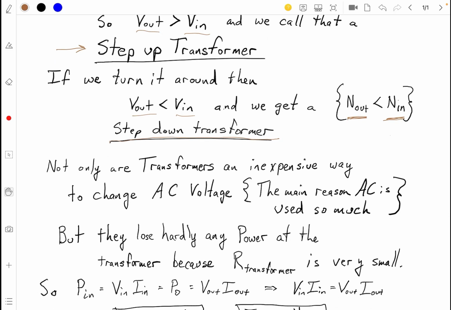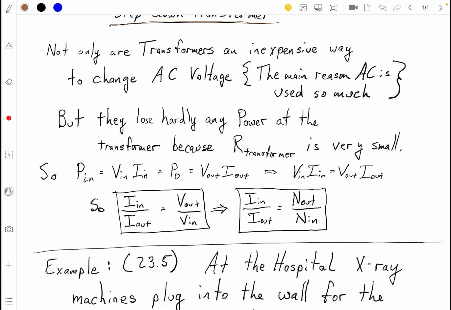So not only are transformers inexpensive, okay, that's the main reason we use them so much in AC and all of that, but they also hardly lose any power as they're transforming from one to another. So the R transformer, the resistance in the transformer is really small, okay? It's a very tiny part. We don't lose any power there. So our power that goes in is the same as the power that comes out.